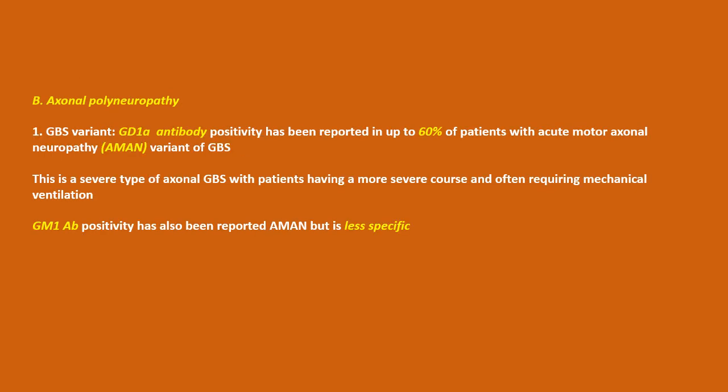Axonal polyneuropathy, number 1 GBS variant. GD1A antibody positivity has been reported in up to 60% of patients with AMAN variant of GBS. This is a severe type of axonal GBS, with patients having a more severe course and often requiring mechanical ventilation. GM1 antibody positivity has also been reported in AMAN but is less specific.